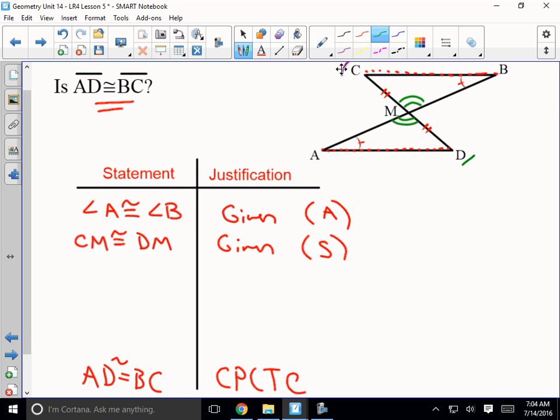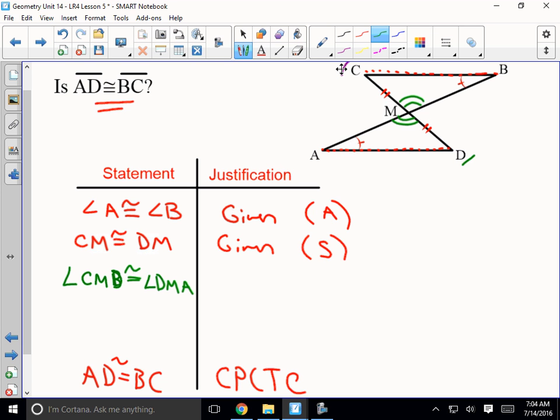So now we just need to list their names, and we can't call them M. We have to name them with 3 letters. So angle CMD is congruent to angle, and we have to make sure that we're matching the pieces up properly, angle DMA. Like I said, we have to make sure we're matching the pieces correctly. And it's not CMD, sorry, it's CMB. Apologize for that.